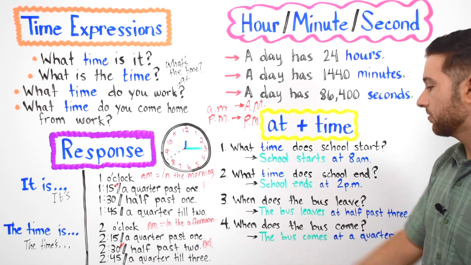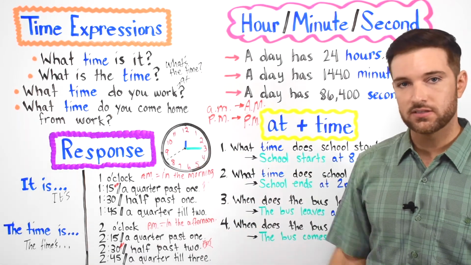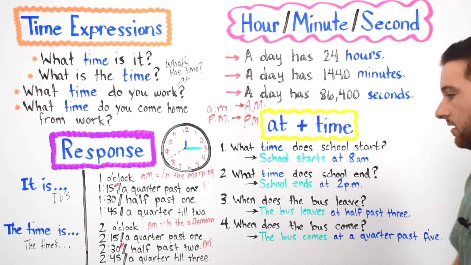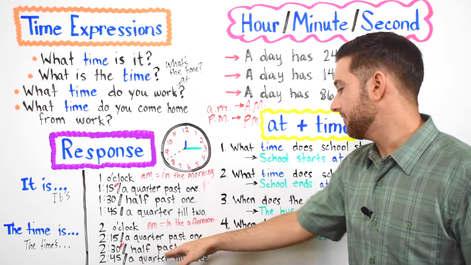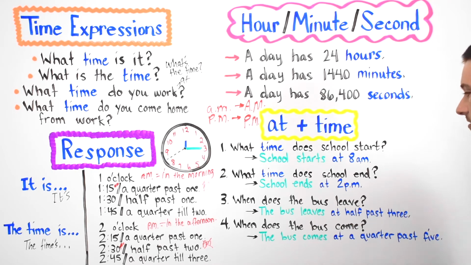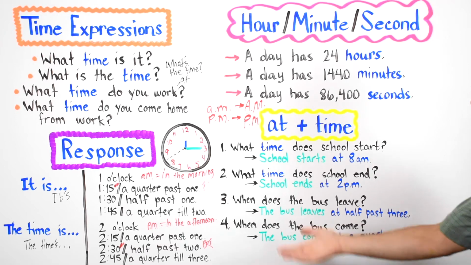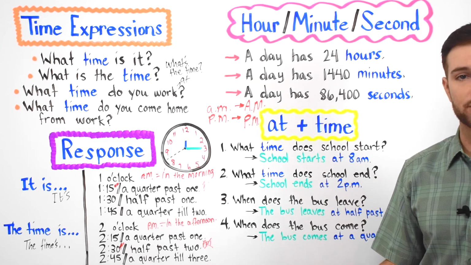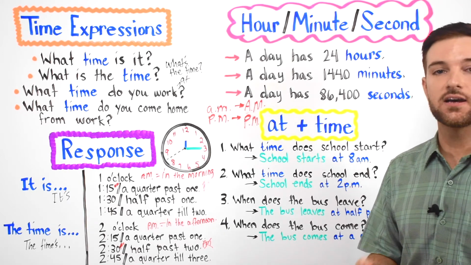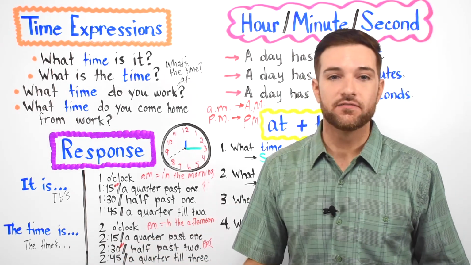You choose. Number 3, when does the bus leave? Okay, when does the bus go? When does the bus leave? The bus leaves at 3:30. Okay, 3:30, like here we have 2:30, but here we have 3:30. Okay, and number 4, when does the bus come? The bus comes like to your house to pick you up if you have children. The bus comes at 5:15. Okay, the bus comes at 5:15.